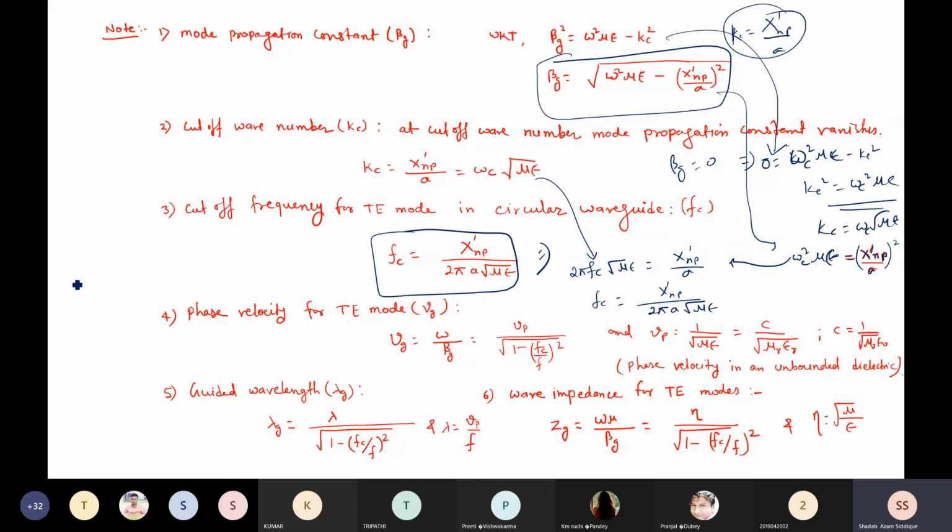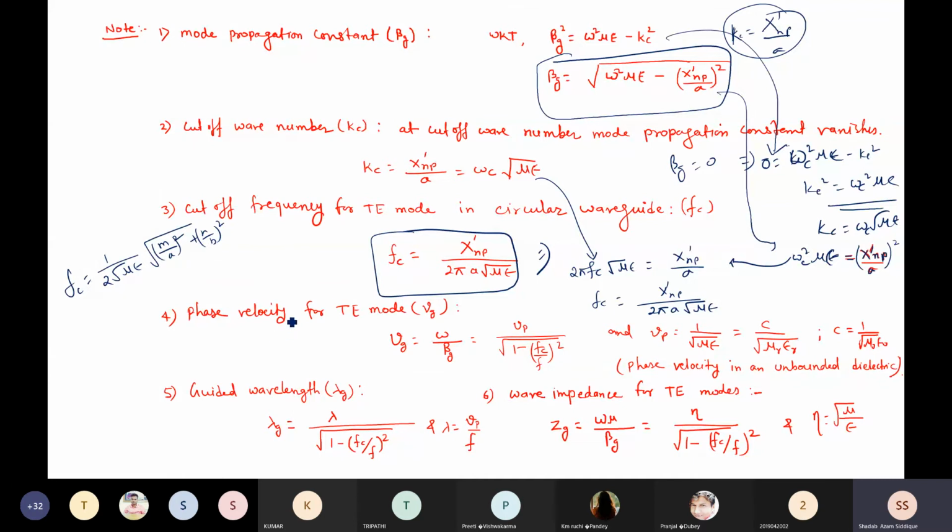For the rectangular waveguide, we had the cutoff frequency 1 by 2 root under mu epsilon, and we had m by a whole square plus n by b whole square. Pi gets cancelled, that's why. You should remember these formulas and where to apply them. This one is for the circular waveguide, and this is for the rectangular waveguide.